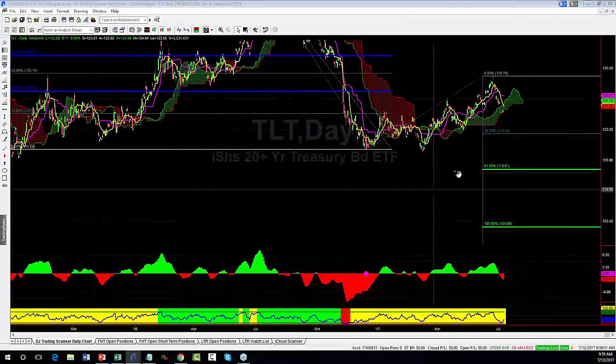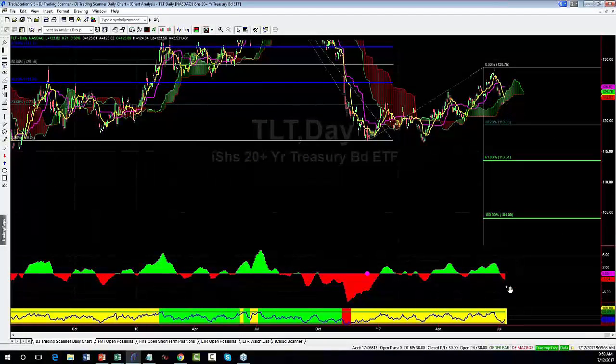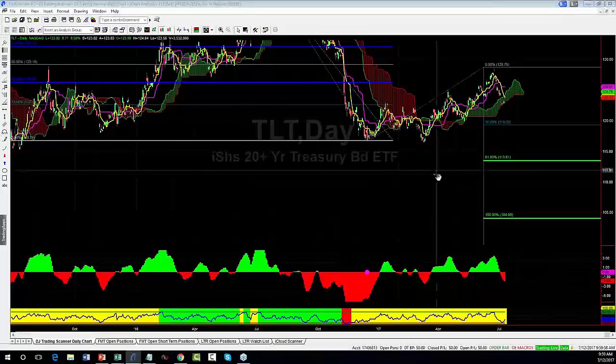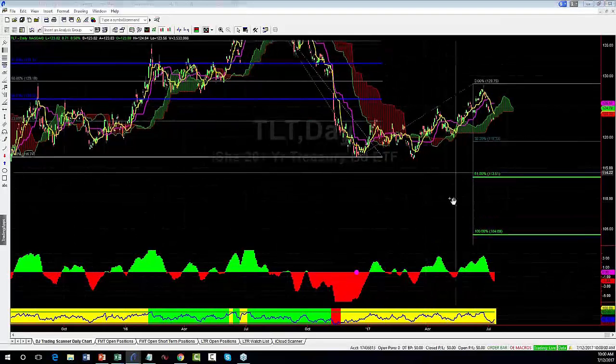There's your target zone for TLT, and it's just breaking the cloud. So look at the growing momentum too. So that could be a good one, good short on TLT.